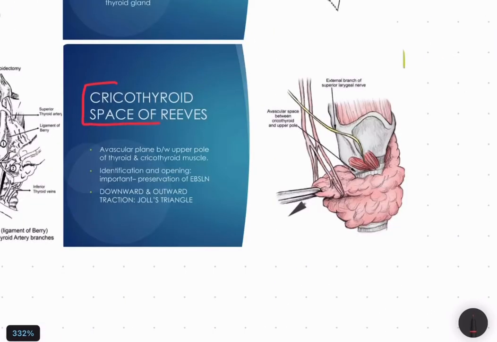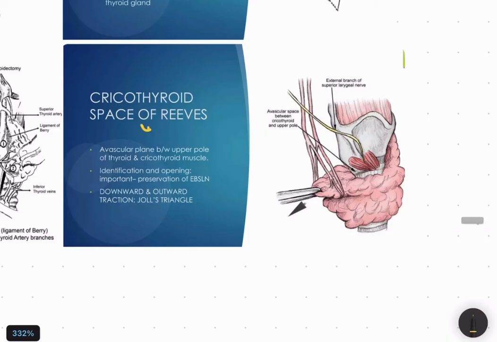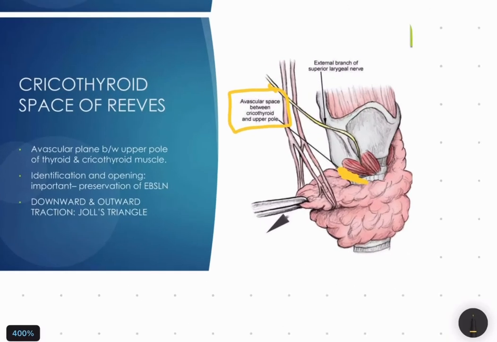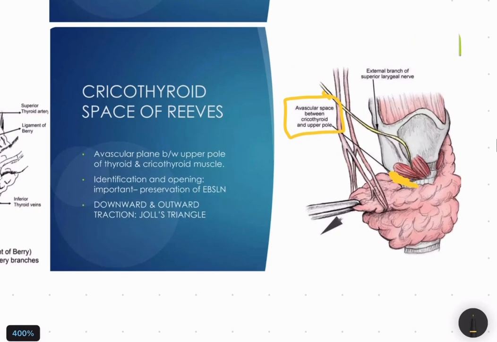Now, what is the cricothyroid space of Reeves? The cricothyroid space of Reeves is an avascular plane. You can see this is the avascular plane. So this is the upper pole of the thyroid, which is retracted, and this is the cricothyroid. If you carefully observe, the avascular space between the cricothyroid and the upper pole of the thyroid is what is known as the Reeves space.